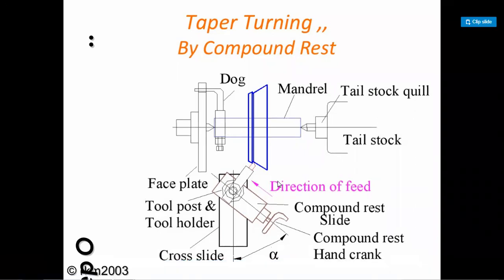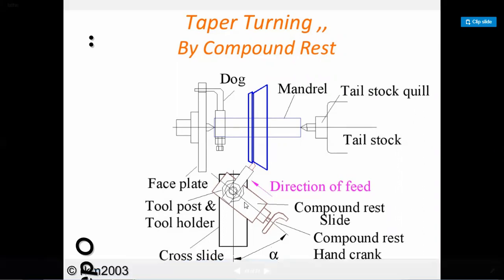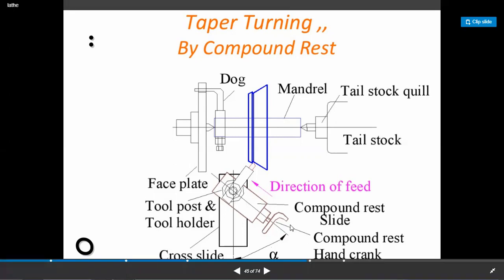Now by swiveling the compound rest. Now on your lathe machine also, during your actual practical, you have to follow this method only. Compound rest is to be given some particular angle. By finding out that half taper angle alpha, at that angle you have to swivel this compound rest.